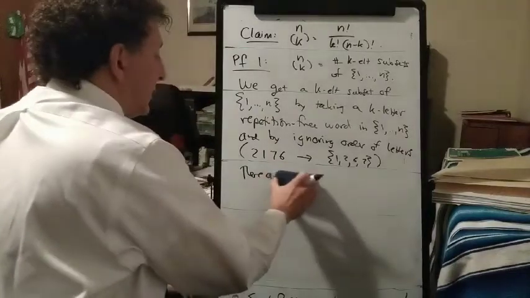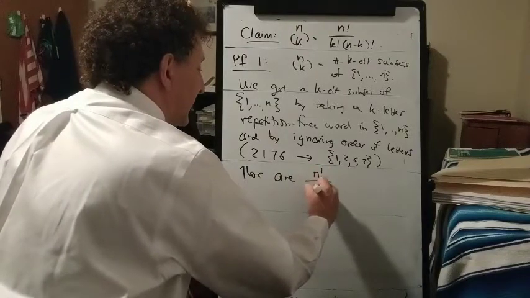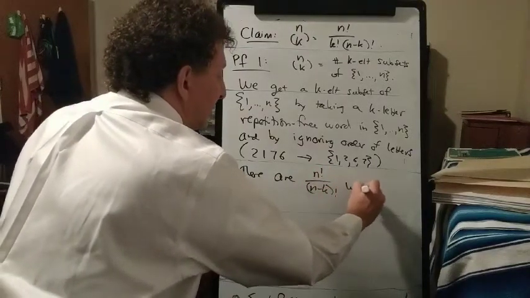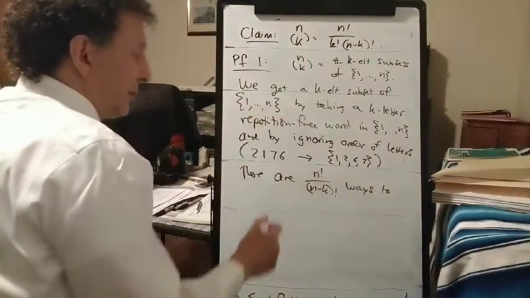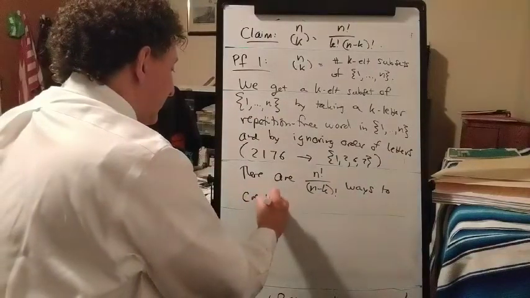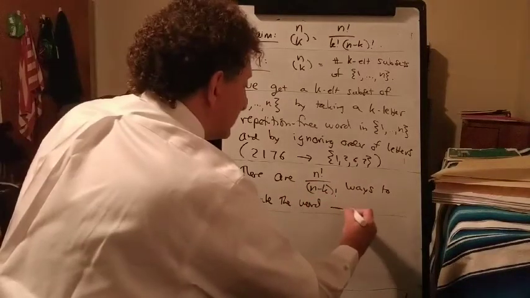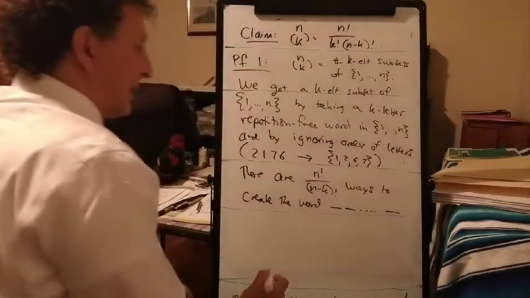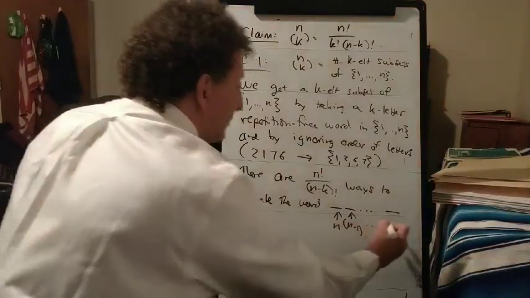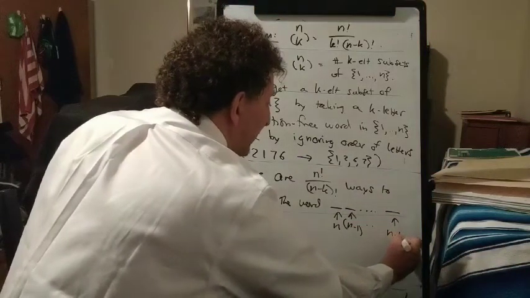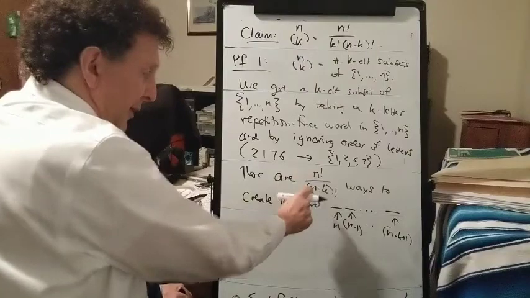So there are n factorial over n minus k factorial ways to do this. That is, n factorial over n minus k factorial ways to make the repetition-free word. Because we've got k letters here, and we've got n choices, and then n minus 1 choices, and n minus 2 choices, etc. And then finally n minus k plus 1 choices. Multiply these together, that's n factorial divided by n minus k factorial.